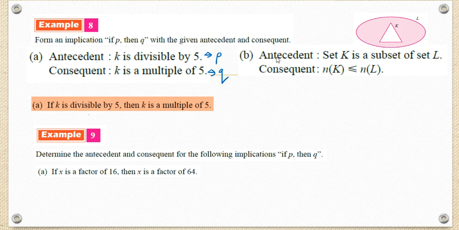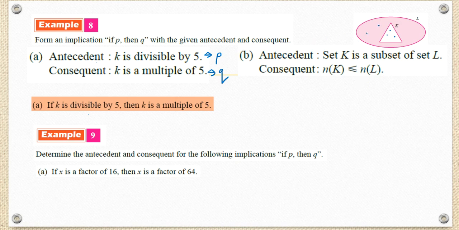Next one, we go to another. Antecedent: set K is a subset of set L. We can refer to this diagram here. Set K is a baby set of set L, meaning that K is inside this big set L. Consequent: the number of elements inside K is less than the number of elements in L, which is also correct.